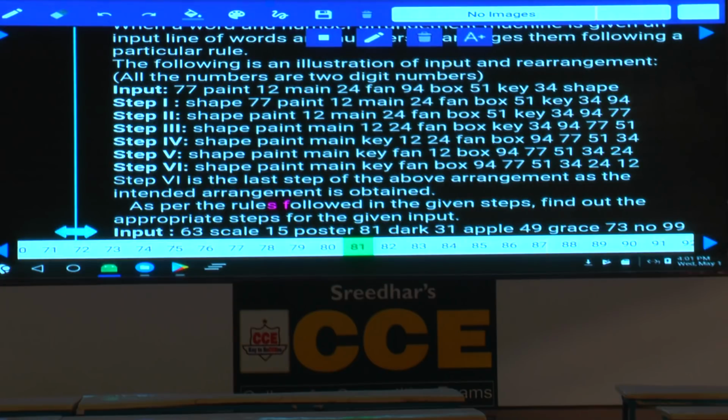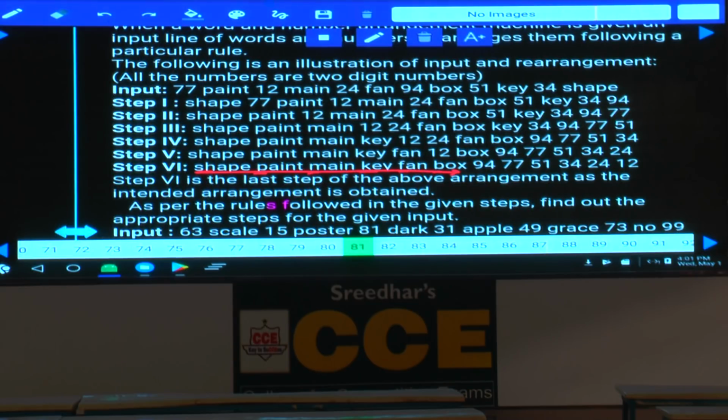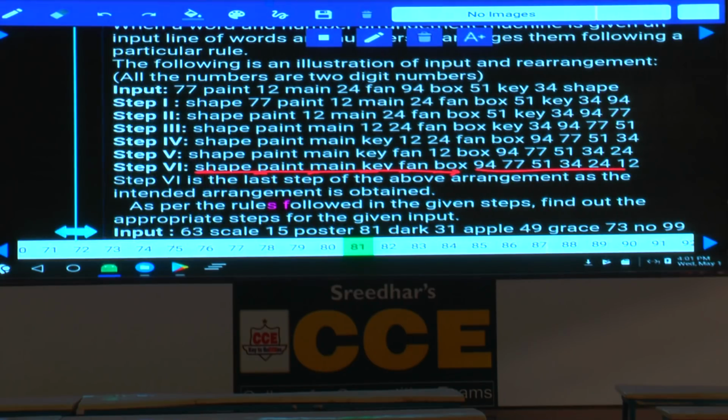Then now first we need to identify the logic in this one. S, P, M, K, F and B. Now 6 words, all the 6 words are written in the first 6 places, and all these words are written in the descending order. Isn't it? First all the words are written in the descending order, followed by the numbers. The numbers again in the descending order. Words descending order, followed by numbers in the descending order. Then we have to find out the pattern followed in this one.